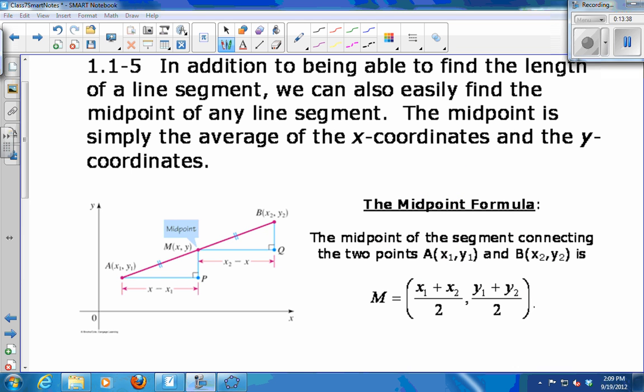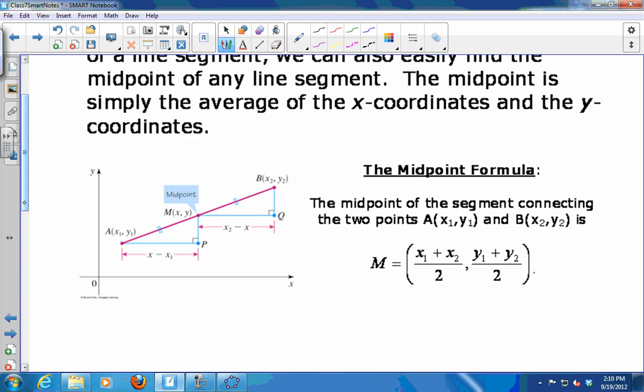Okay, so in addition to distance, we can also find the midpoint of any line segment, the point that's right in the middle. You simply take the average of the x coordinates and the average of the y coordinates. And how do you find the average of two numbers? You add them together and divide by 2. So that's how you find midpoints: average of the x's, average of the y's.